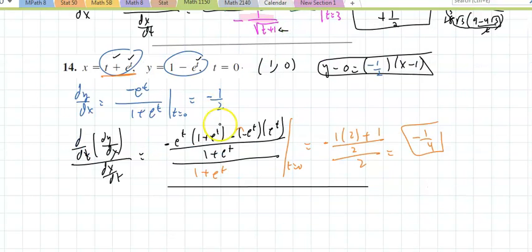I made a mistake. When I said over the bottom, I didn't square that. My mistake. So that'll make that 1/8 instead of 1/4. My mistake. I'm sorry. That happens.